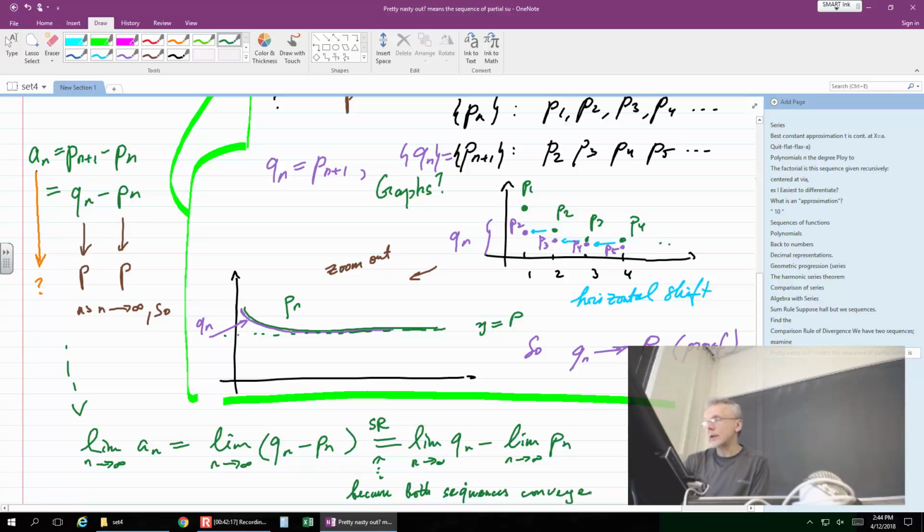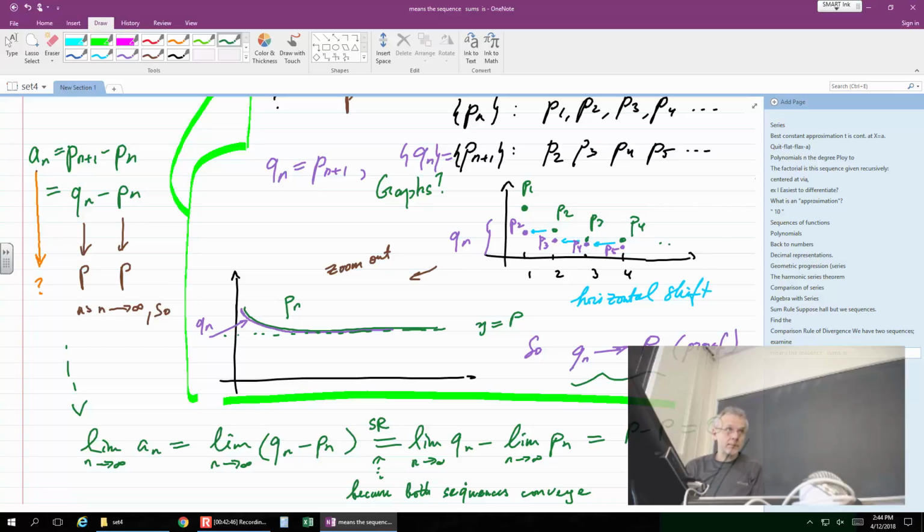We just demonstrated right here, qn converges, pn converges, so both of them converge, so we split the limit into two, and then we know that each of them is equal to p, and so altogether the whole thing is equal to 0, and that ends the proof. So the limit of an is indeed 0.